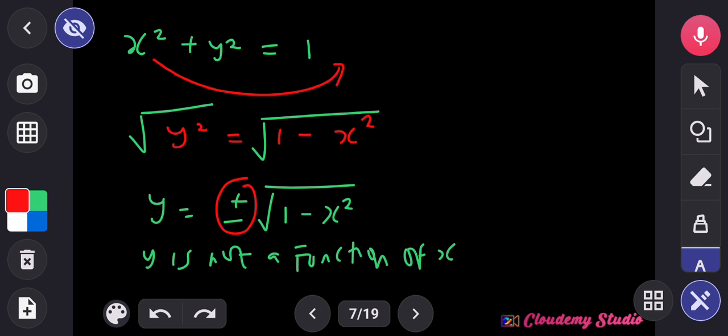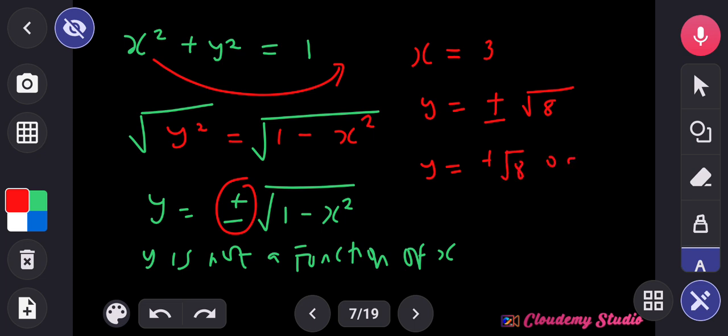So whenever you're having a root, you understand? Whenever you're having a root, it means it cannot be a function because the dependent variable will now have two values for every value of the independent variable. So it does not define a function. For example, let me say x equals 3. Therefore, my y will now be equal to plus or minus root 8, which means my y can be equal to plus root 8 or it can be minus root 8.